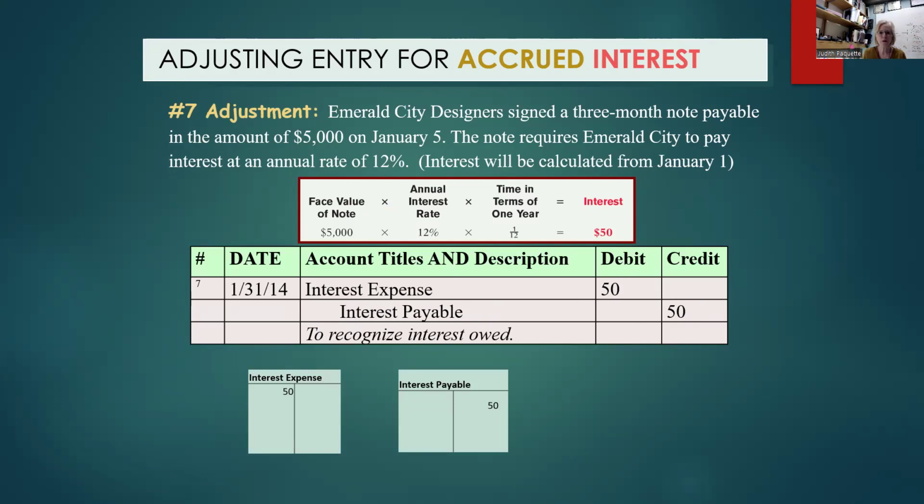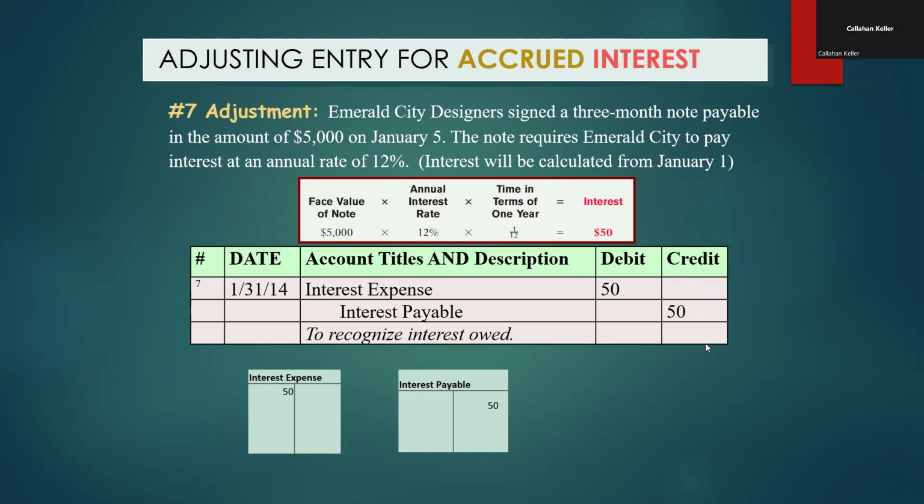So what have we accomplished here? We've said we need to properly reflect all the expenses in the month of January, and that includes $50 worth of interest. And we don't pay this in January. We're not going to pay it till April 5th when we pay back the note. But we need to start accruing the amount we owe. And that's the language we use. We're accruing the amount we owe. Okay. Does that help, Callahan?